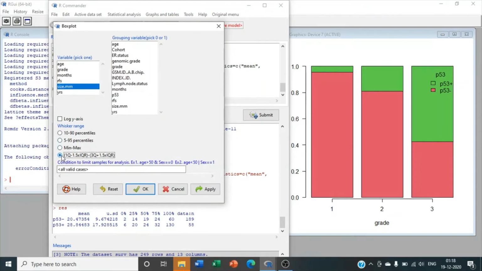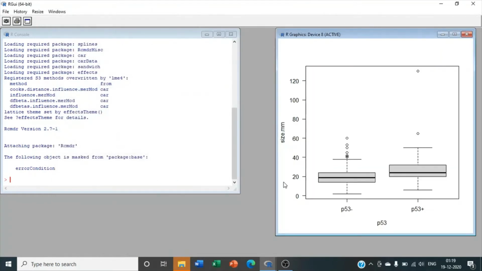I prefer a whisker range of the first quartile minus 1.5 into the interquartile range. That's just me. That's also the default setting in the default R program and in many other statistical programs. The grouping variable is P53. Let us see what they look like. Over here, we see the box plot. This box plot actually supports the contention that the sizes of P53 positive tumors are actually higher than P53 negative tumors. However, these seem to be extremely skewed.